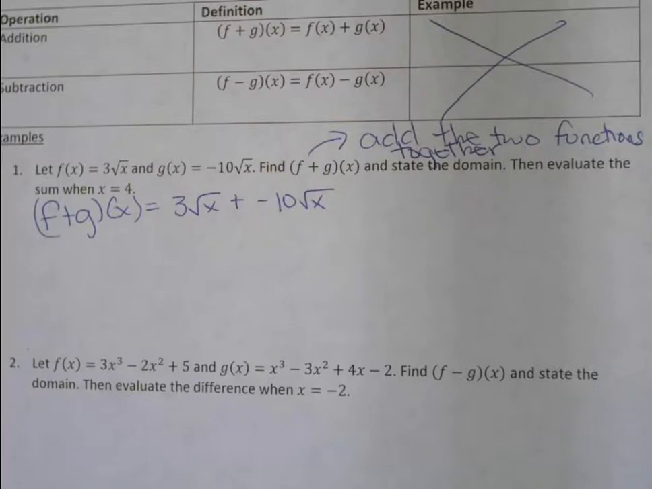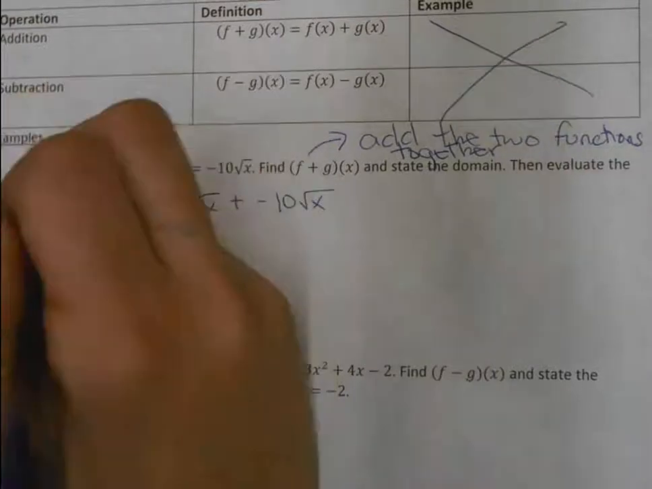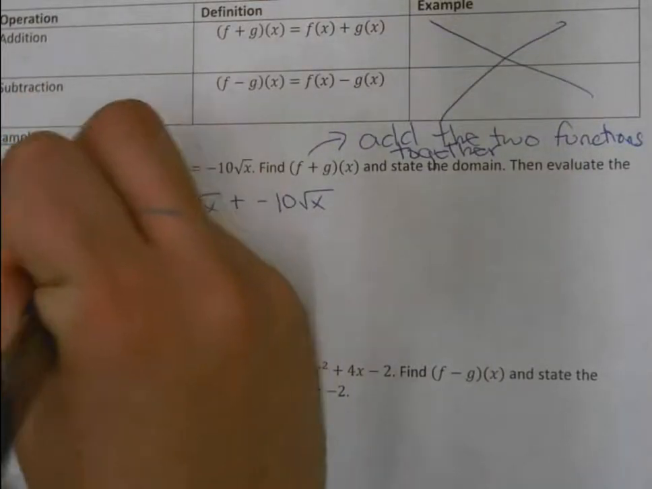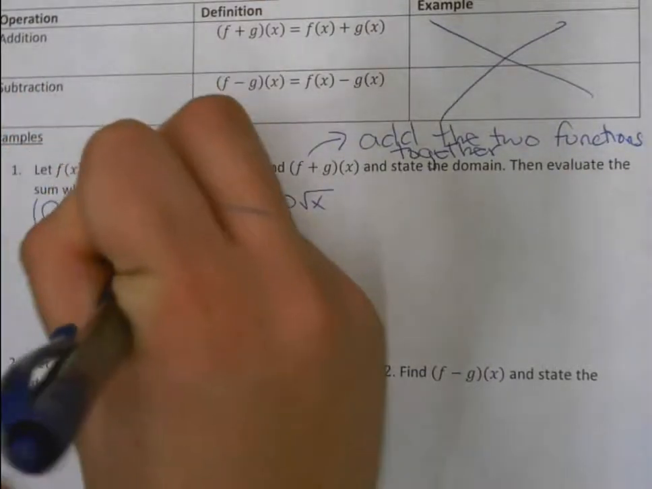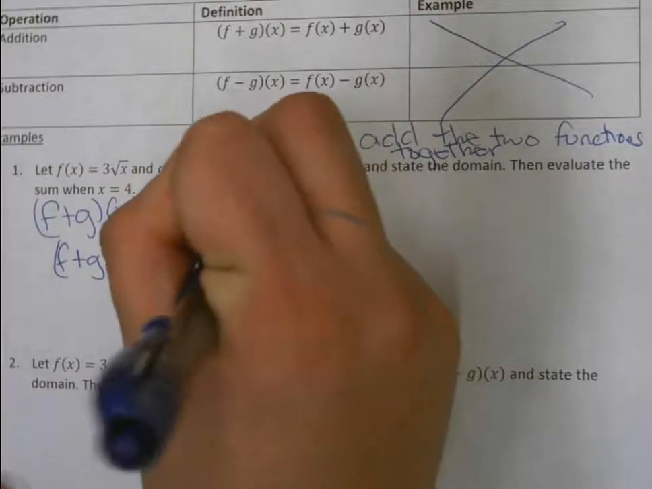Because I don't know what I meant by that when I typed up these notes last year. So what's 3 square root of x minus 10 square root of x? Negative 7 square root of x. Okay, so that's the first part of my question.